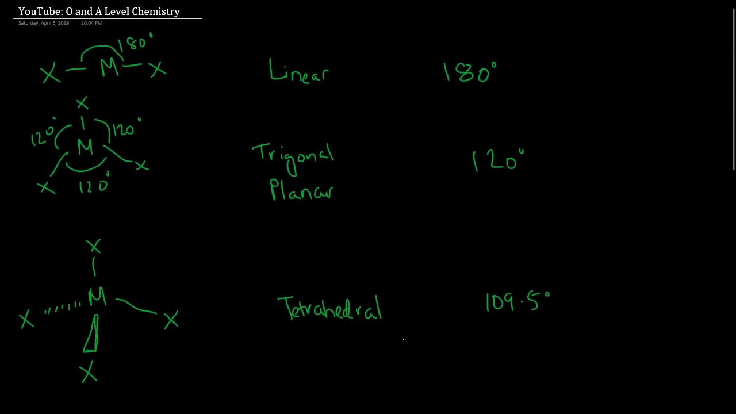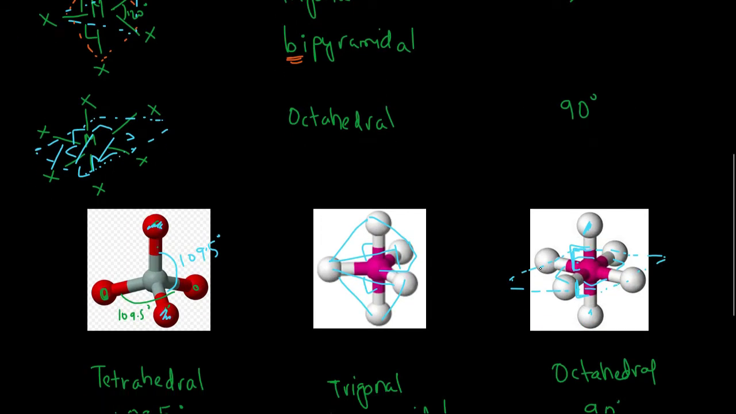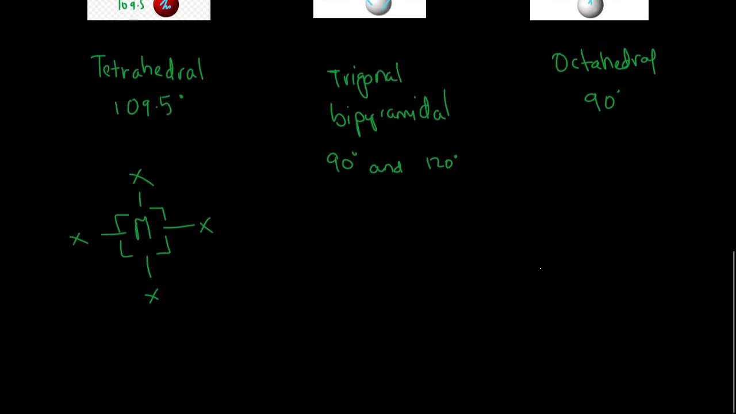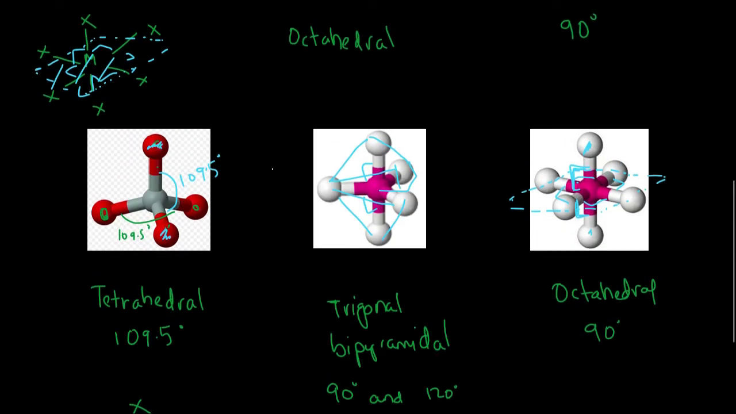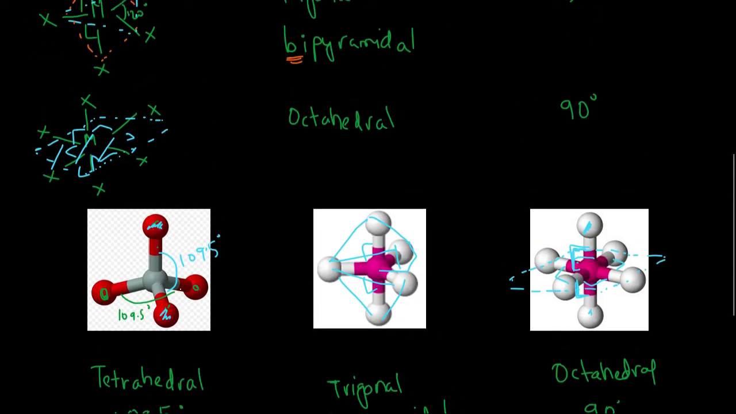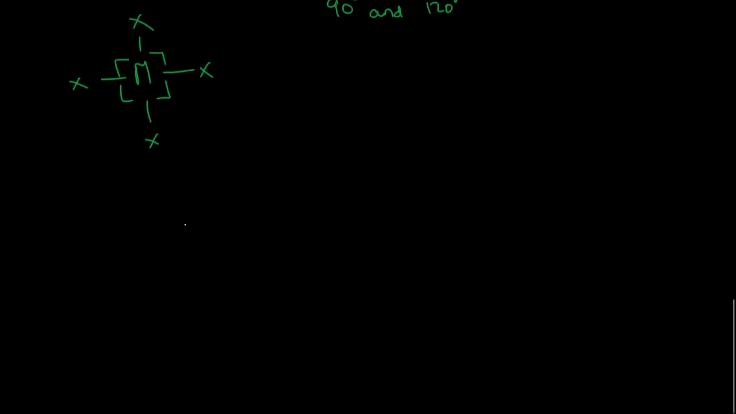So you need to know the names of these five basic shapes and you need to memorize their bond angles. Once you memorize these bond angles, you can figure out almost any shape you'd be thrown at in A levels. Like I said, these angles are between each bond pair of electrons, right? And electrons are all negatively charged, so they repel each other.